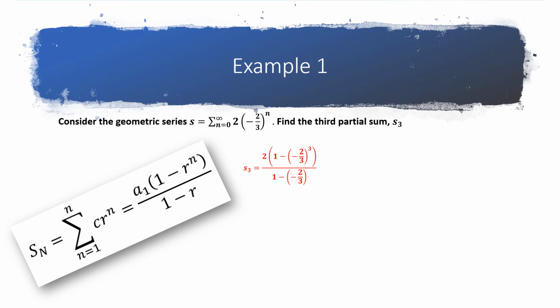because if I put 0 in for n, I get 2 times negative 2/3 to the 0, which is 2, times 1 minus r. R is the negative 2/3 to however many we're counting to, which is 3, all over 1 minus negative 2/3. Now simplifying that, I get 2 times 1 plus 8/27, over 1 plus 2/3, or 2 times 35/27 over 5/3. Keep change flip that, I get 7 over 27 times 3/5, or S of 3 equals 14 over 9.